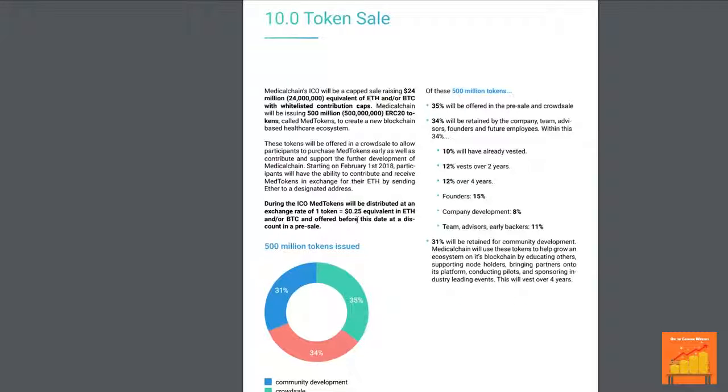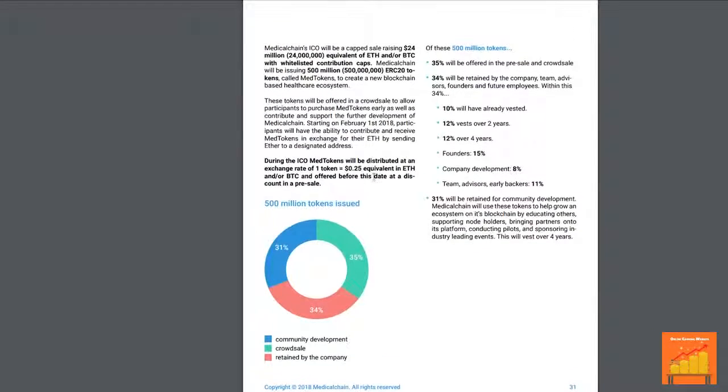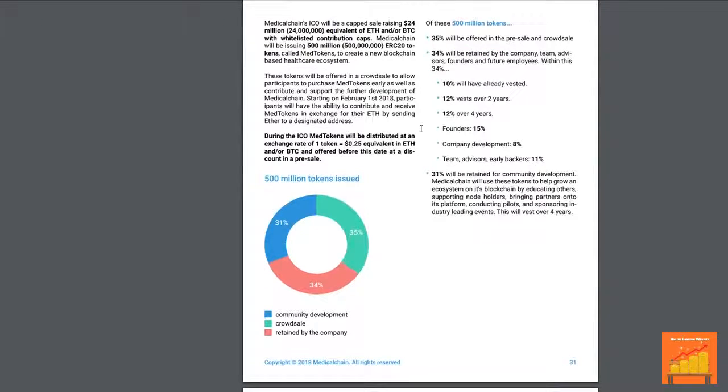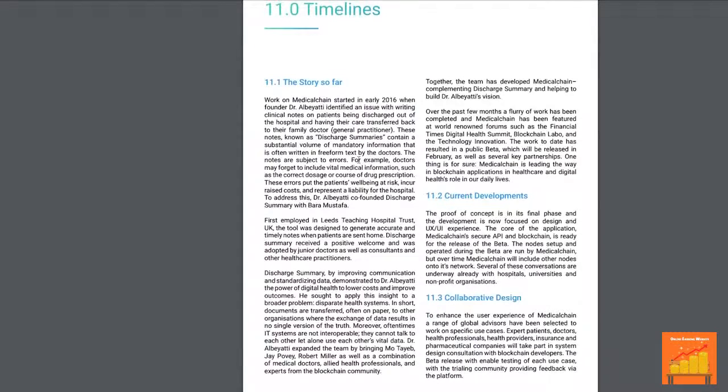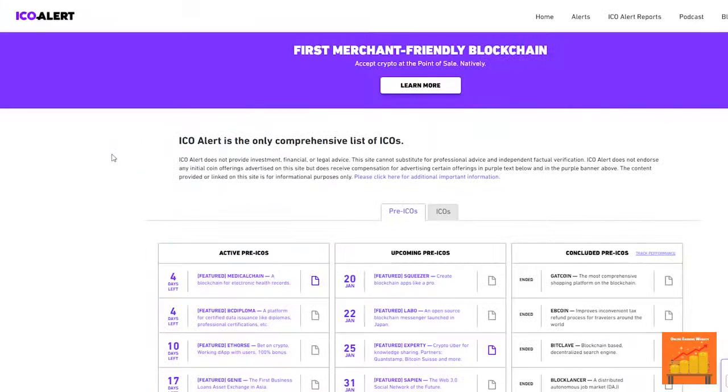This particular coin, again, I'm not pushing this coin. I'm just trying to do this for your own research, your own education. 25 cents equivalent ETH, and offered before this date at a discount in pre-sale. So if you buy it in pre-sale, it's even cheaper than 1 token to 25 cents, just to give that information. But I don't see when the pre-sale ends. So I read everything. I don't see an end to the ICO. Very useful piece of information, something you might want to know. So there you have it.